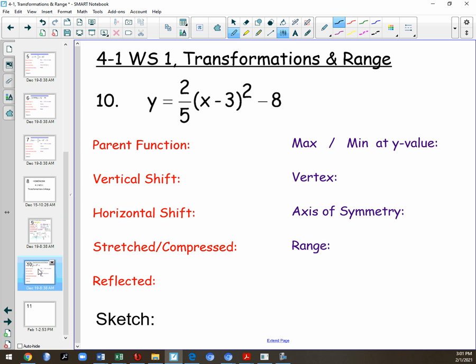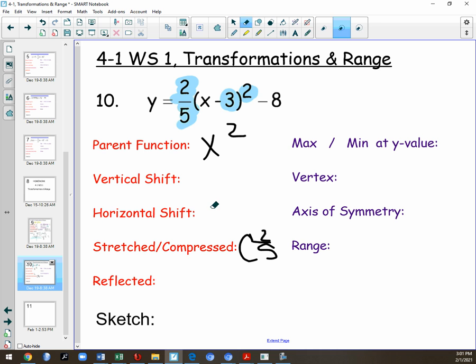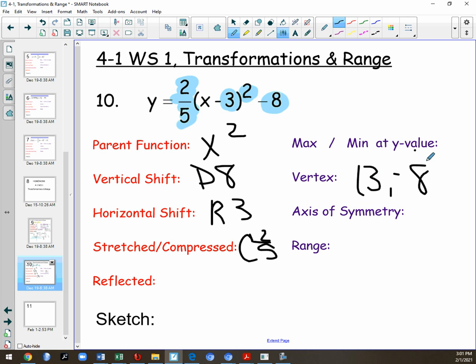Okay, let's go to our next example, number 10. On this problem, again, I have my parent function, which is x squared. I have a 2/5, which is my compress, because it is a fraction. My -3 is going to the left 3 units. We thought it's going to the left, it's actually going to the right. Sorry, I wrote the wrong thing. And then I'm going to go down 8. So I have a vertex, right is +3, down is -8.